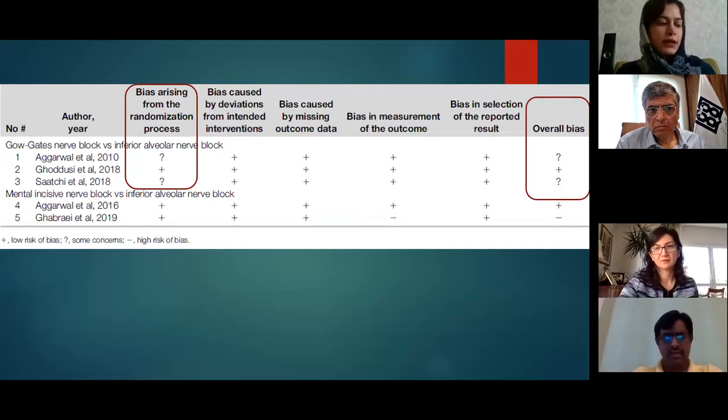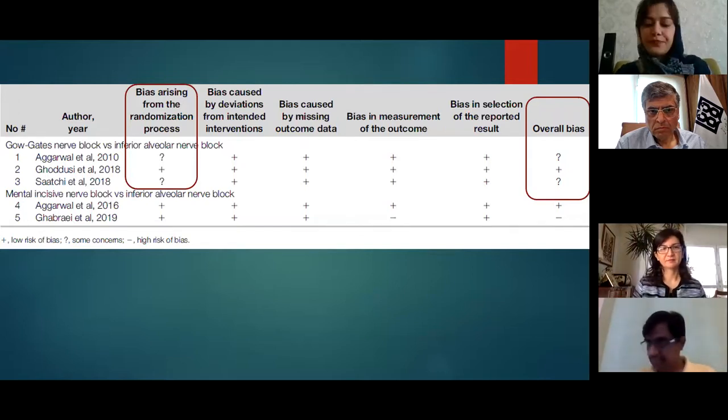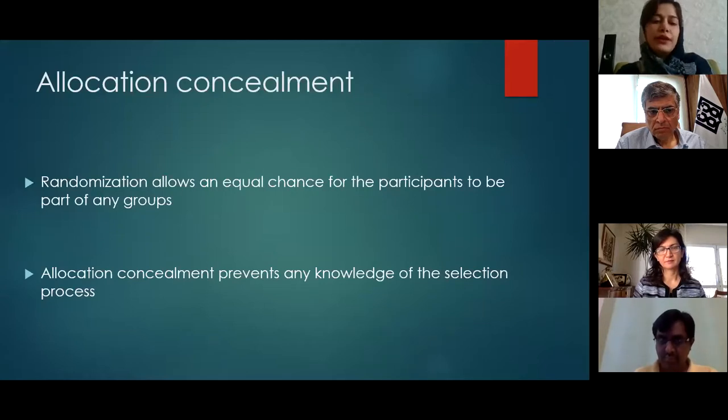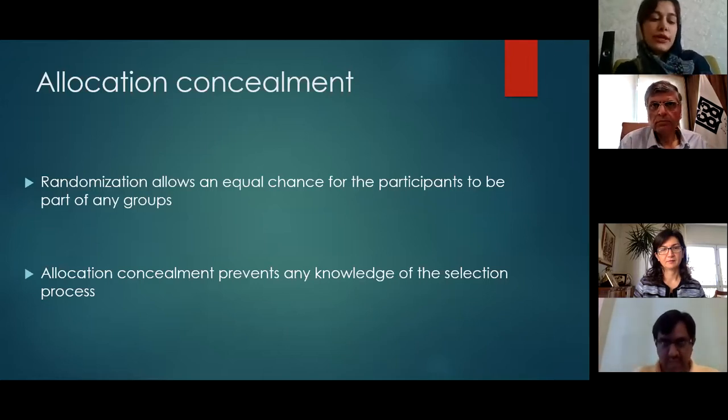This table is the risk assessment by the Cochrane risk of bias tool. The overall risk of bias of 2 studies has some concerns in the domain of the randomization process. This was because of the allocation concealment. Randomization allows an equal chance for participants to be part of any group, while allocation concealment prevents any knowledge of the selection process. In other words, allocation concealment secures the randomization process.